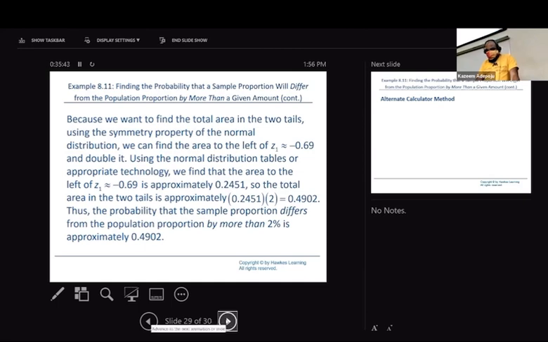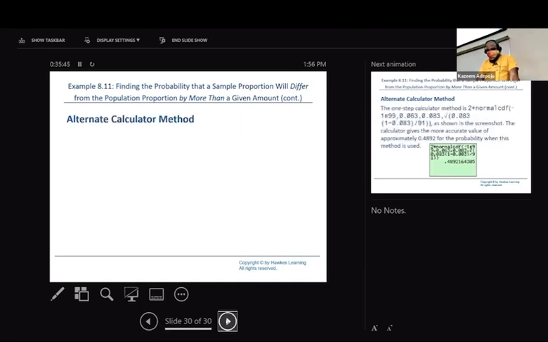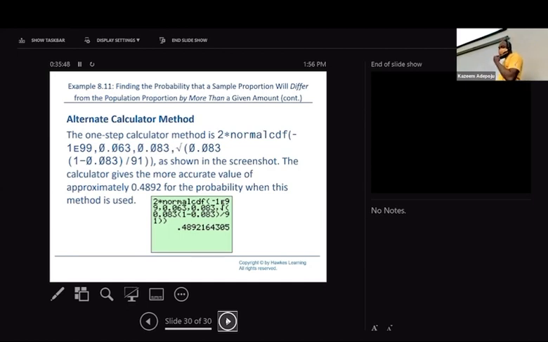And if you want to use your calculator, it's actually going to be 2 multiplied by normalcdf. You're going to put negative infinity, then you're going to put 0.063 and 0.103, which are the lower bound and the upper bound. Then you're also going to put the standard deviation of the proportion, which is actually called the standard error. Then the calculator will automatically compute that.